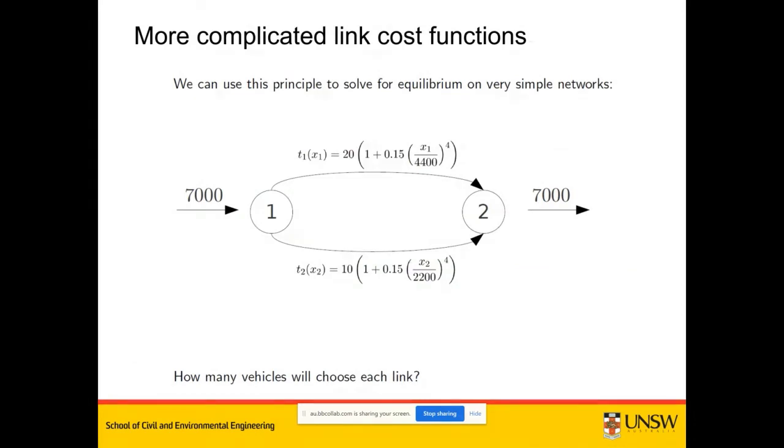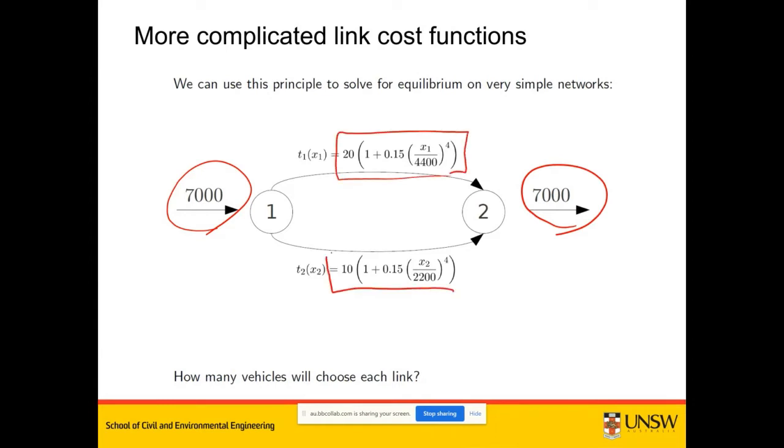So this is another example, the same example as we had before, where we have two links in the network. I have 7,000 vehicles going from 1 to 2. And now we're using the more realistic travel time functions, that is the BPR function. And in this case, alpha is 0.15 and beta is 4. So you see this 0.15 and 4. That's the alpha and beta we use in the model.